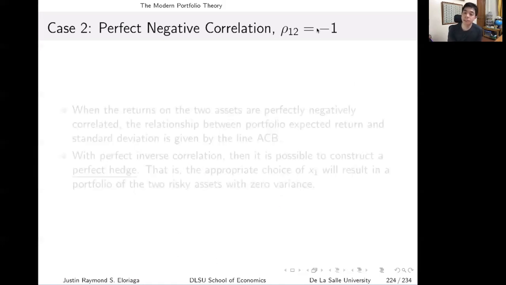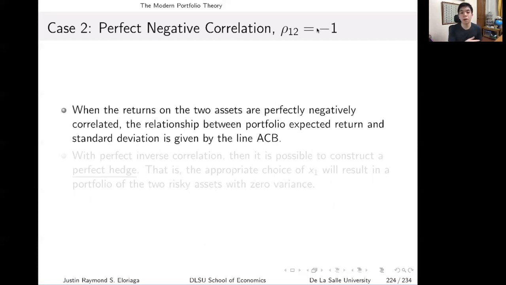Now, a more interesting case, at least for us, is a perfect negative correlation. And as we said in the portfolio diversification effect, this is sort of an ideal scenario wherein you have asset classes' expected returns moving in opposite directions, such that when one is affected, the other one is not that affected. So when the two returns of the assets are perfectly negatively correlated, then the relationship between the portfolio expected return and standard deviation can be given by the line in the next slide.